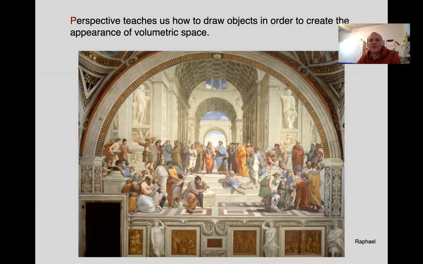It teaches us how to draw objects in order to create the appearance of volumetric space. This is a really great example. See the arch sort of mid-ground up on the ceiling? And then we follow back to the arch in the mid-background, and that arch is smaller. So not only is there diminishing size, but all the angles comport with the disappearing point.